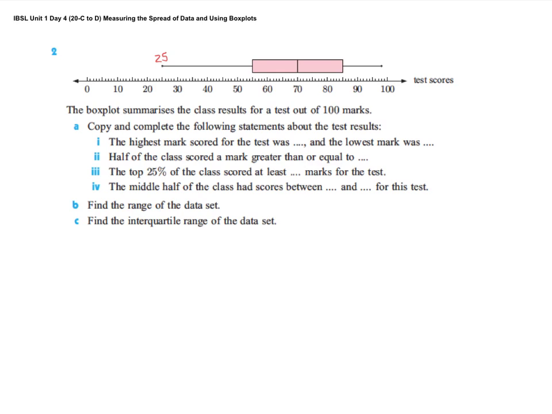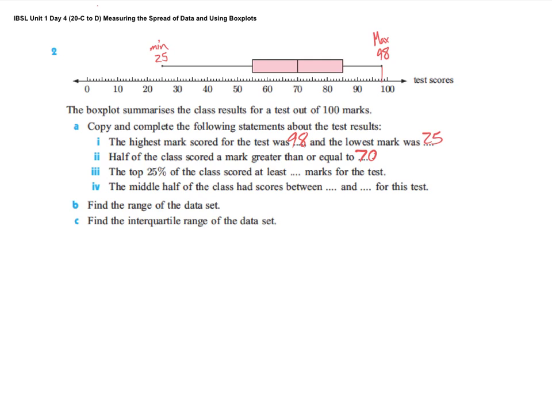What was the highest mark scored on this test? 98. Okay, good. 98. All right, 98. And what was the lowest mark? 25. At 25, okay, so we call that the min. Now it said, half of the class scored a mark greater than or equal to what? 70, okay? Because 70 is the median. That's right. Okay, so there's 70. I'll write these in, okay?